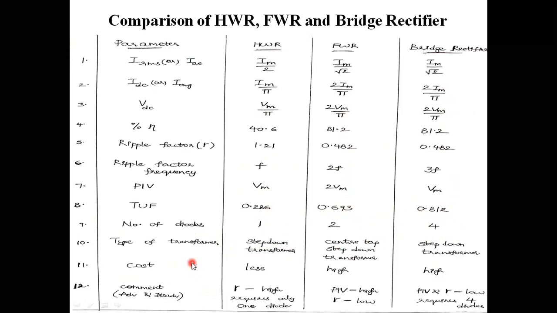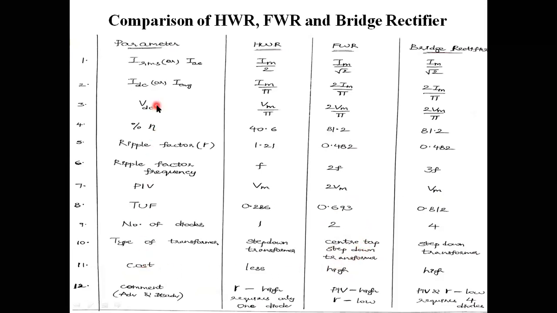Types of transformer. What type of transformer we are using: in the half wave rectifier and the bridge rectifier it is the same, a step down transformer. The difference is that in the full wave rectifier we are using a center tapped step down transformer. The basic difference is this one, the center tapped step down transformer.